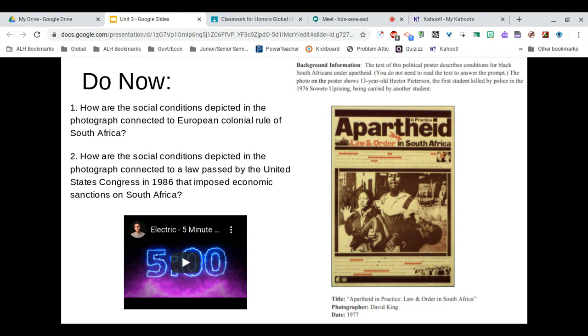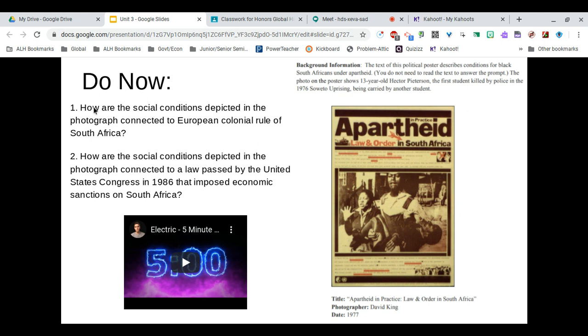Let's start with a quick do now, which will review the apartheid system that we looked at in our lesson on Thursday. The do now is dealing with this image as well as this background information. The text of this political poster describes conditions for Black South Africans under apartheid. You do not need any more of this text. The photo on the poster shows 13-year-old Hector Pearson, the first student killed by police in the 1976 Soweto uprising, being carried by another student.